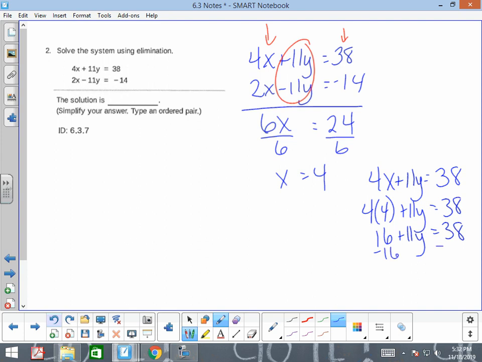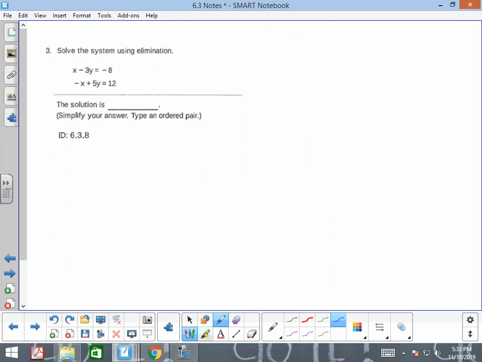So subtract 16, 11y equals 22, and y equals 2. All right, so we're going to write our ordered pair. Okay, make sure you read the directions. Ordered pair 4, 2. All right, now look at one where we're going to eliminate the x terms. So this one, we're going to eliminate x because x and negative x will be 0. So it helps to determine what we're going to eliminate before we get started on adding these together. So we're going to eliminate those.